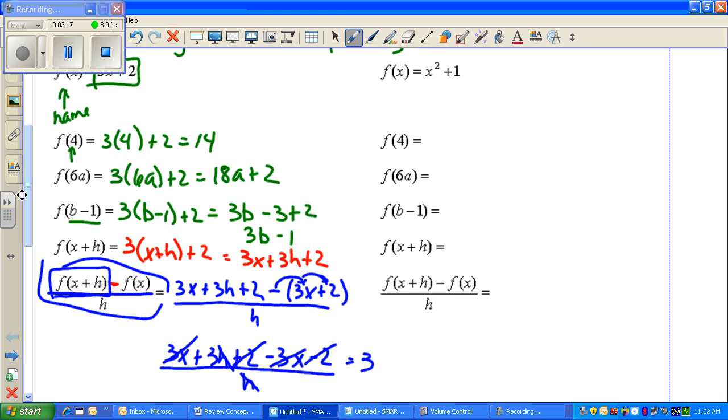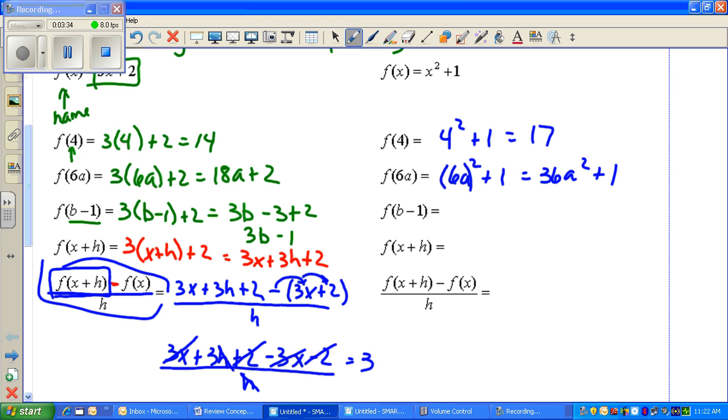If I have x squared, now I'm looking at a quadratic, and that's going to give me 17. I get 6a plus 1. Now it's wrong or incorrect to put the 2 there. It's all of my input being squared, so it's 36a squared plus 1.